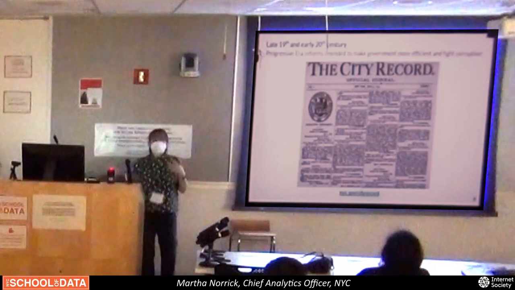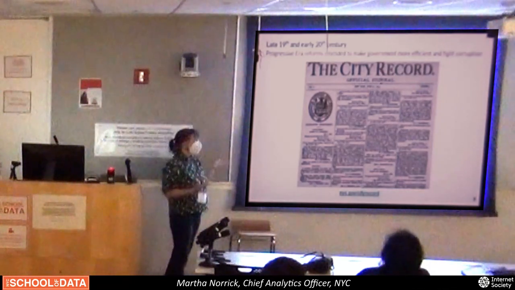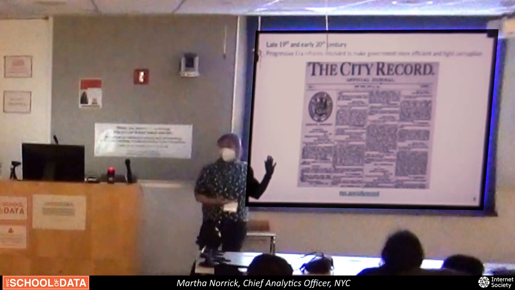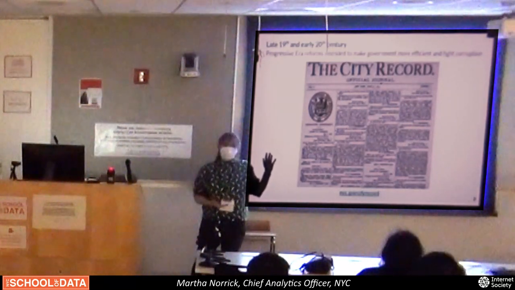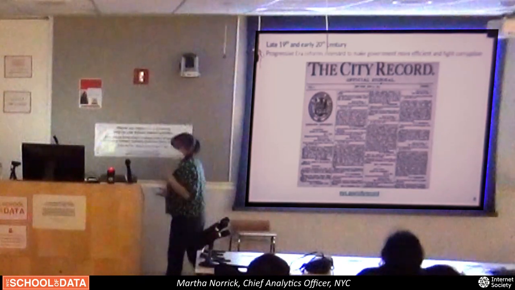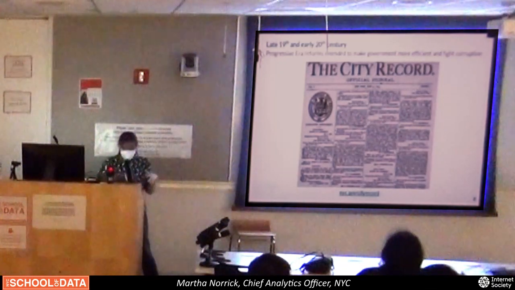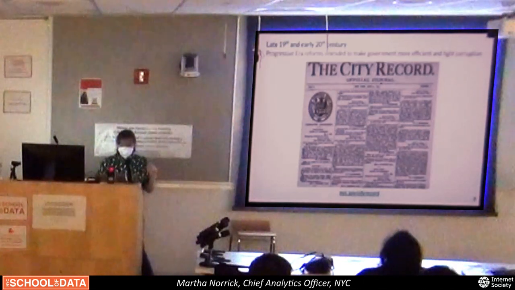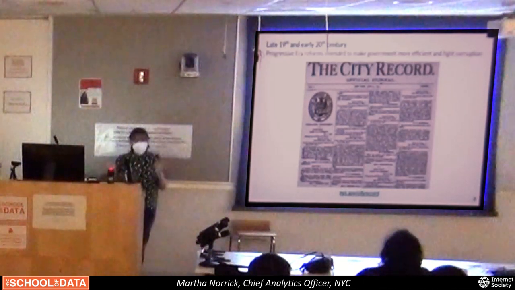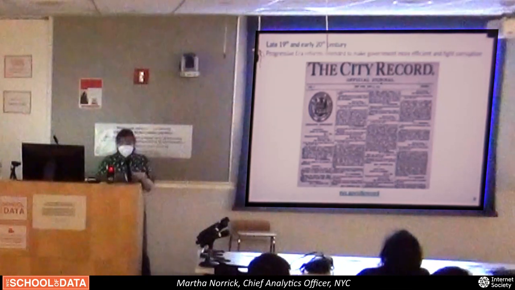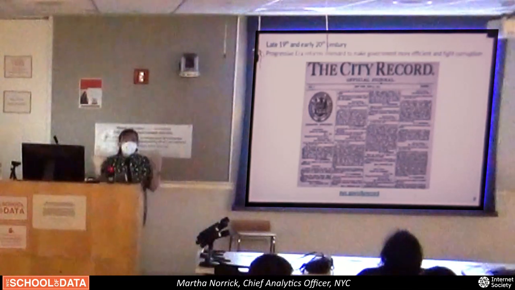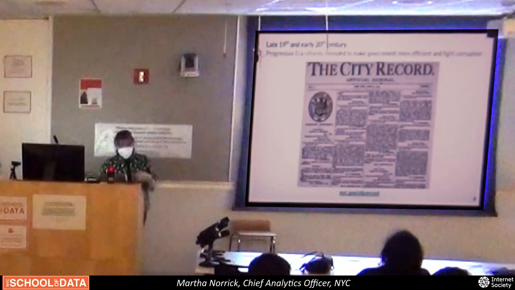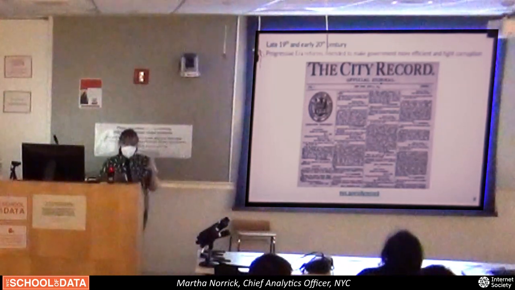So, these progressive reforms created the City Record. How many people have ever looked at the City Record before or know what the City Record is? Okay, only a few hands. That's great. It started publication in 1873, back then in print. Now it's also online. And the point was, this is an early transparency effort in city government history, in the wake of the Boss Tweed era.